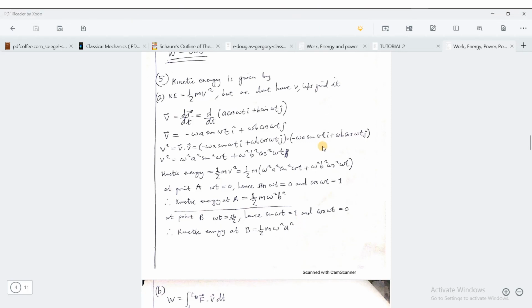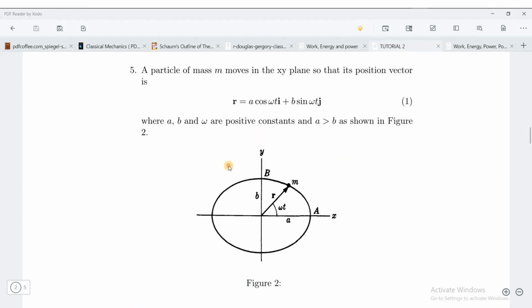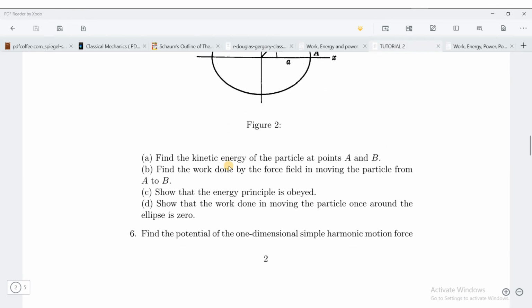Alright, so let's continue for part B. Let's see what part B is. Part B is just saying find the work done by the force field in moving the particle from A to B.